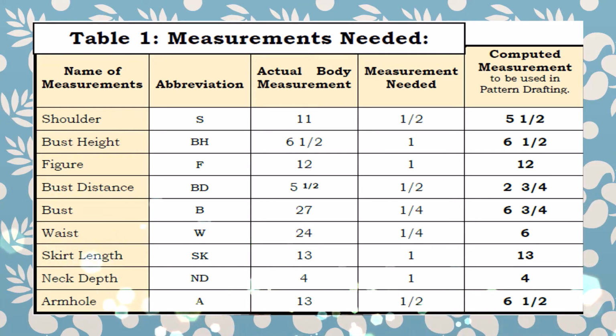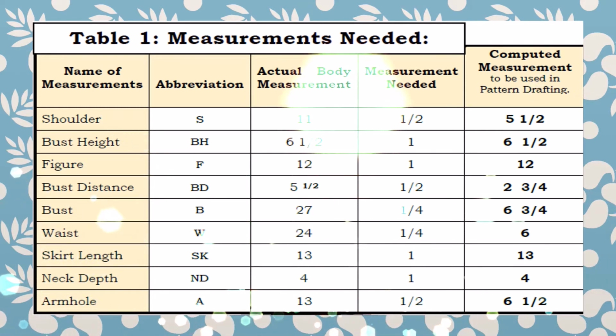Table 1, measurements needed. Names of the measurements: shoulder, bust, height, figure, bust distance, waist, skirt length, neck depth, and armhole, with their corresponding abbreviations, sample actual measurements, and the computation needed in order to get the measurement to be used in pattern drafting.